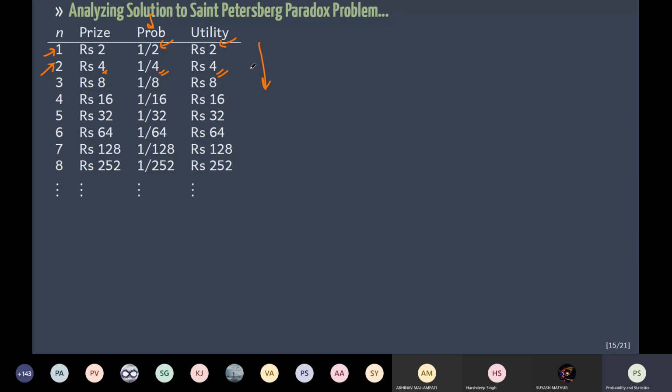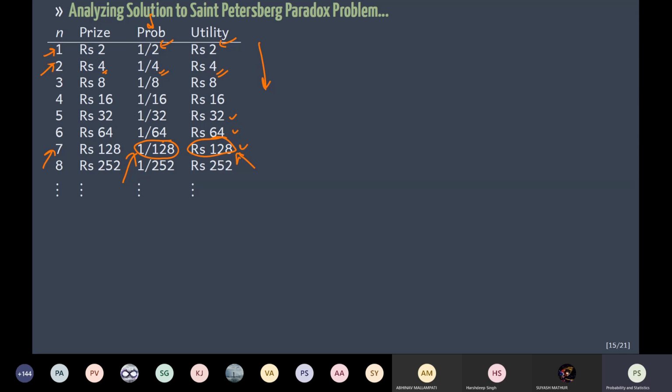When you look at this, you will say that although I might get more and more, the probability of those happening is rather less. So if I invest, let us say, 100 rupees, then the probability that I will get 128 is 1 over 128. It's a 1 over 128 probability that I will get up to the 7th trial, and that will give me 128 rupees, and then I will make a 28 rupees profit, because I invested 100.